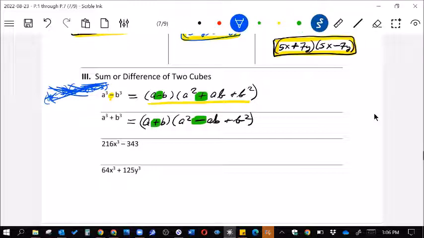So let's take a look at 216 x cubed. 216 is actually 6 cubed, so this is 6x, that's cubed. And 343 is 7 cubed. So I have 6x and I have 7. Because it's a minus, we're going to use the top one. So it's 6x minus 7, and then it's A squared. Well, this is A, so if I square it, it's 36x squared. Don't forget the 36. The 6 itself is squared too. So it's 36x squared.